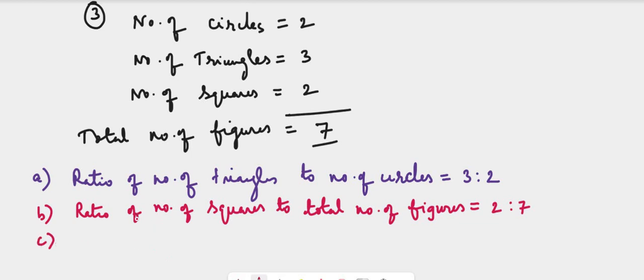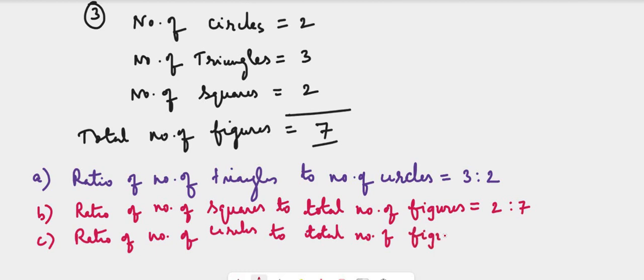Next, C bit. Ratio of the number of circles to the total number of figures. That is equal to, same, circles also how many? 2. And the total number of figures is also 7. So these 3 are the required ratios.